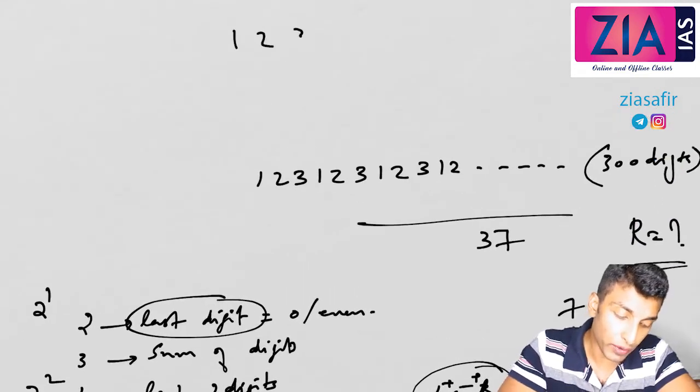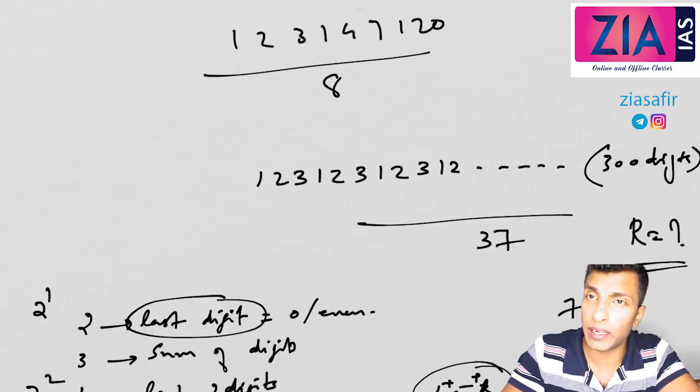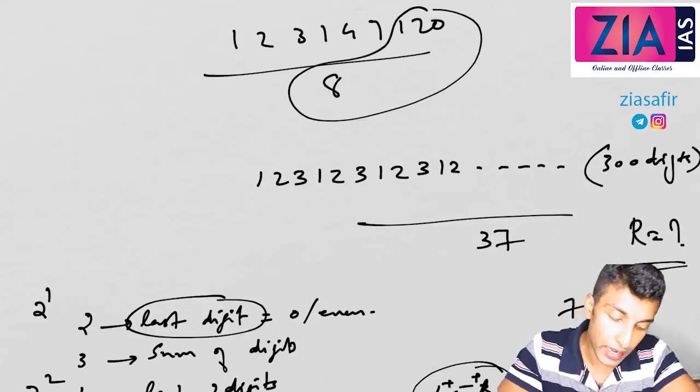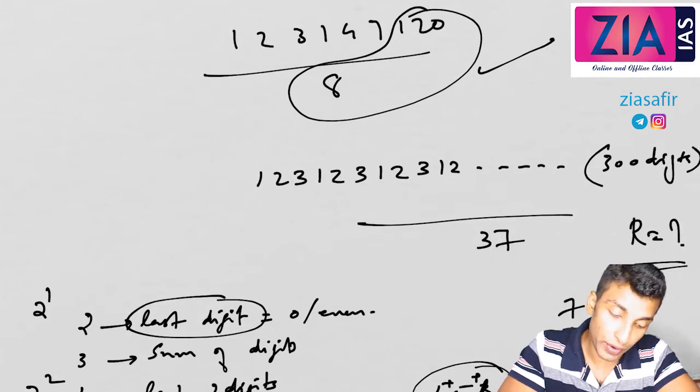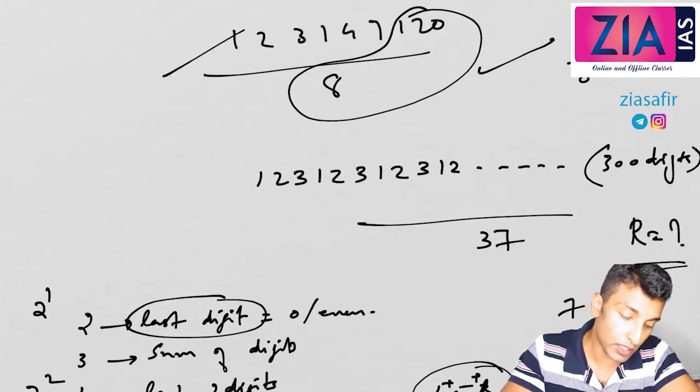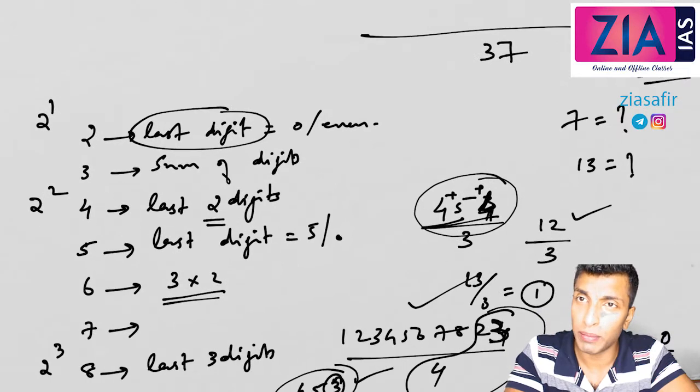For example, if you get 123,147,120, rather than dividing the entire big number by 8, just take 120 and see whether it is divisible or not. So 120 divided by 8, yes, it is possible. So this bigger number is divisible by 8.